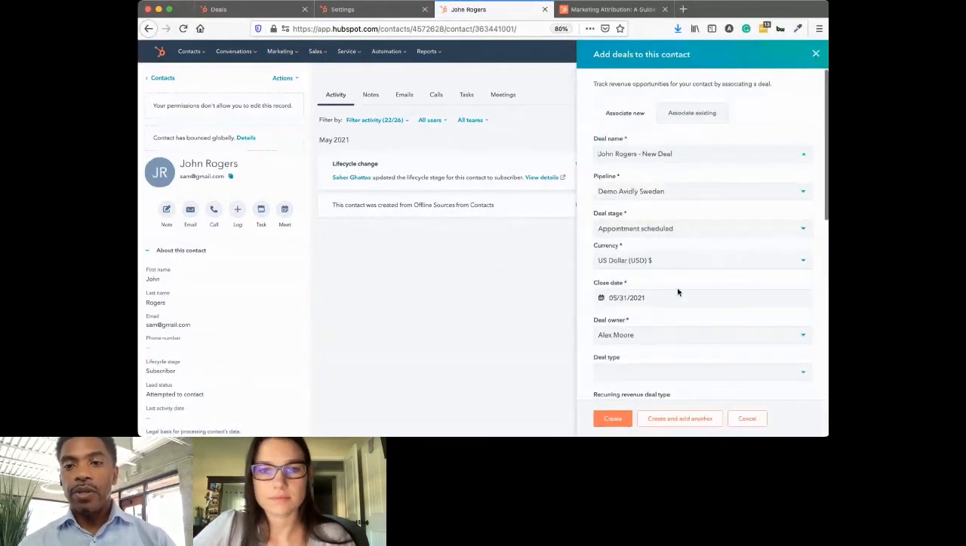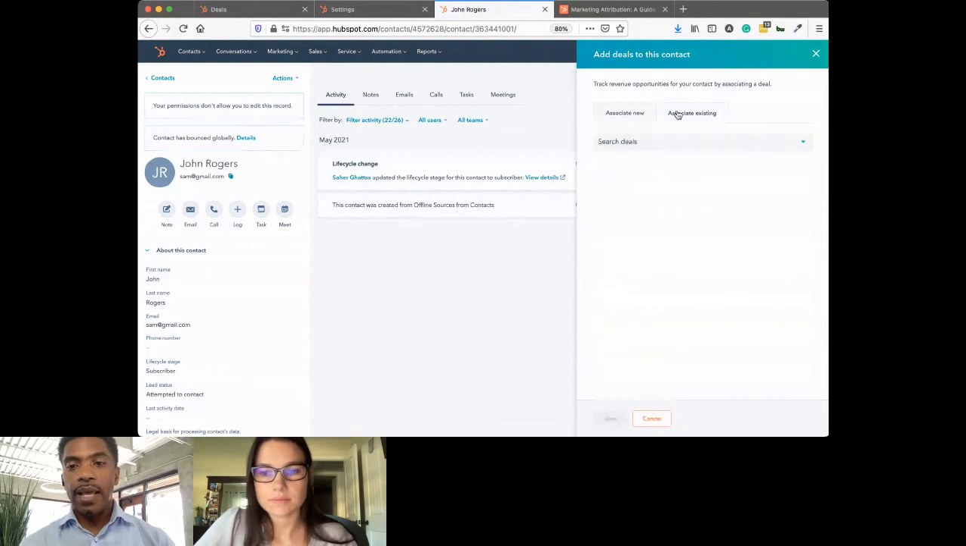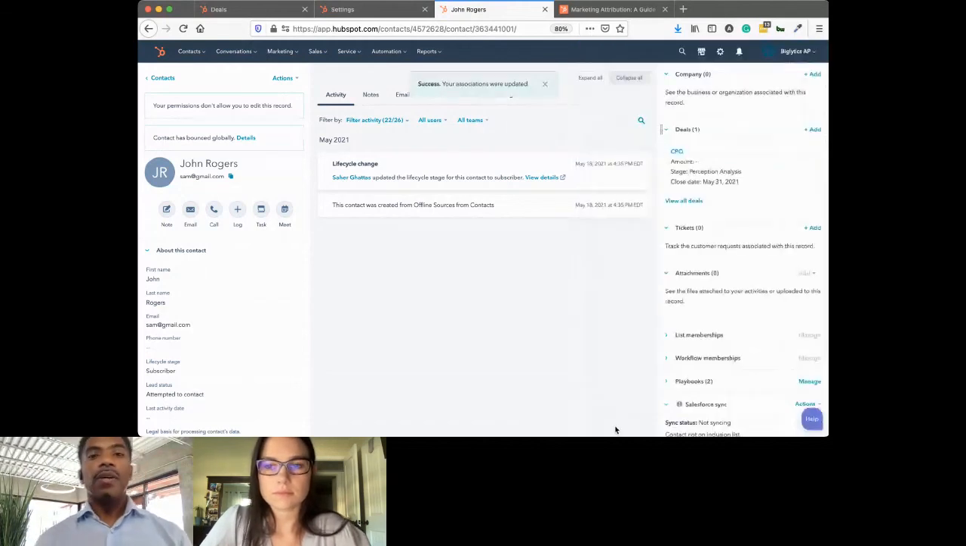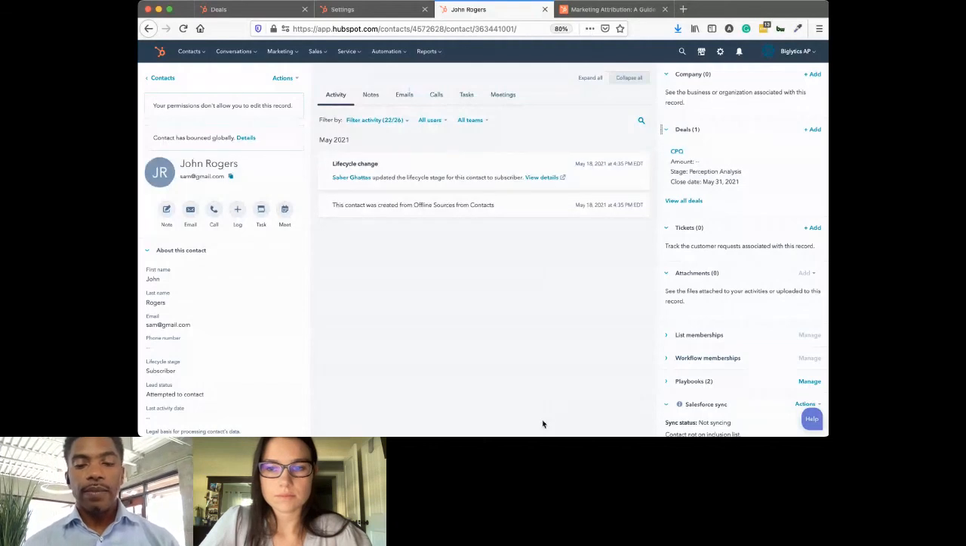So you can create a new deal, or you can associate that person with an existing deal. I think there was one called CPQ. There you go. And that way you can associate them. So lots of different ways. So from the contact record or from the deal record, you can easily make that association.